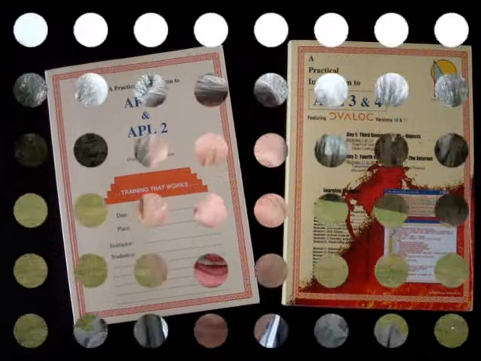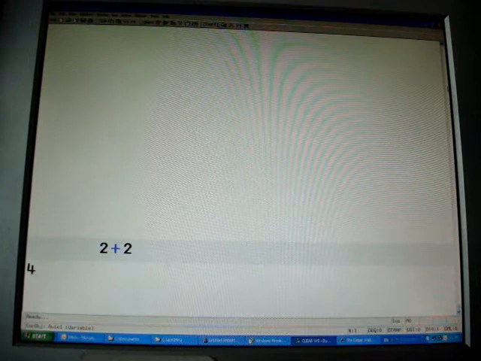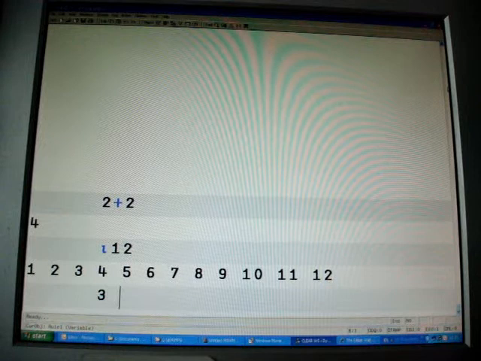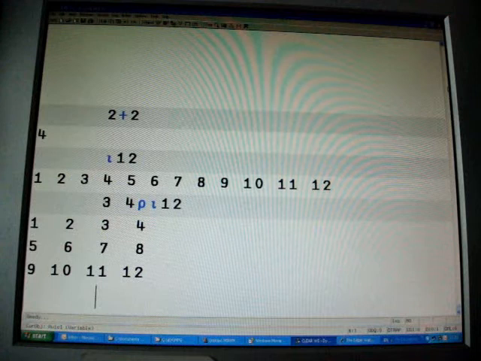APL is a programming language which you can use to talk to computers with. So why do I think APL is so good? Well, let me show you some. 2, enter, gives 4, as we expect. Index generator 12 gives a vector, 1 to 12. 3 rows, 4 columns, reshape, index generator 12, turns it into 3 rows and 4 columns.